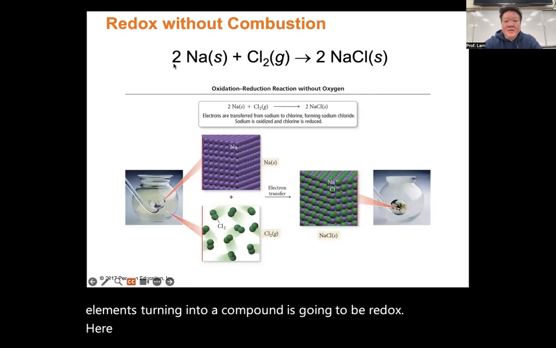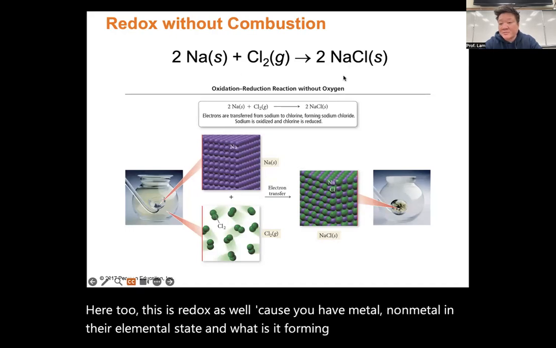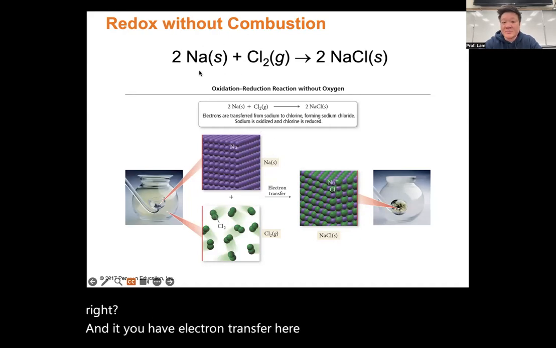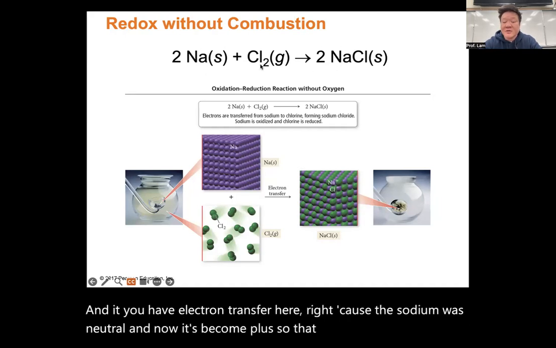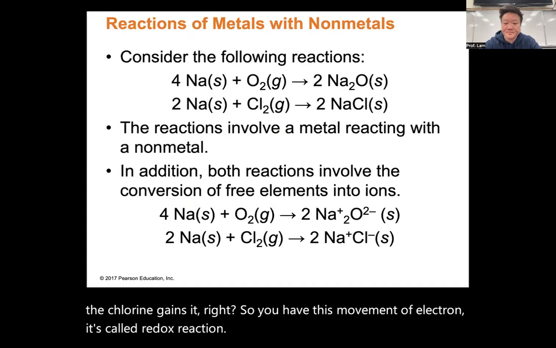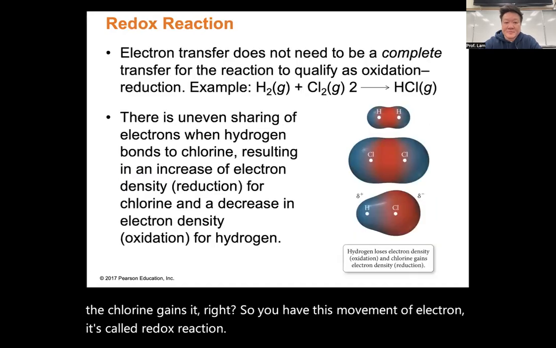Here too, this is redox as well because you have metal, non-metal in their elemental state. And what is it forming? An ionic compound, right? And you have electron transfer here, right? Because the sodium was neutral and now it's become plus. So the sodium lost its electron, the chlorine gains it, right? So you have this movement of electron. It's called redox reactions. Okay.